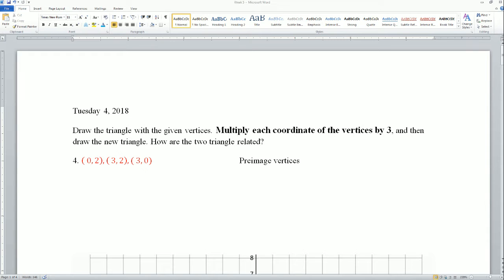This is September 4, 2008. This is the Math 8 homework solution. This is the Tuesday one.